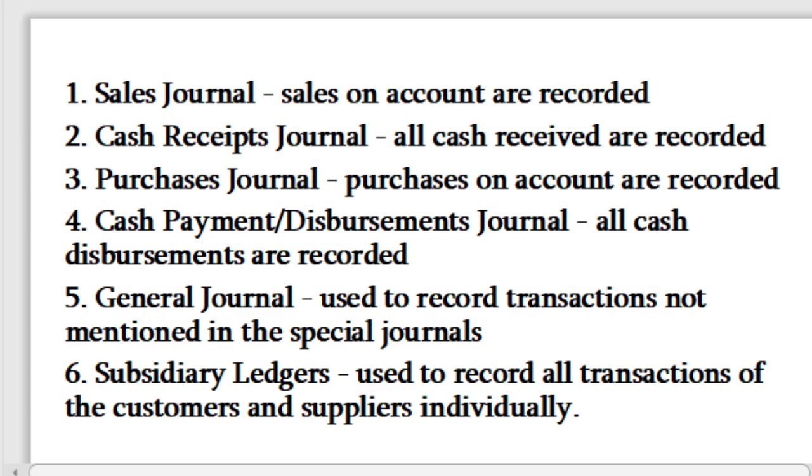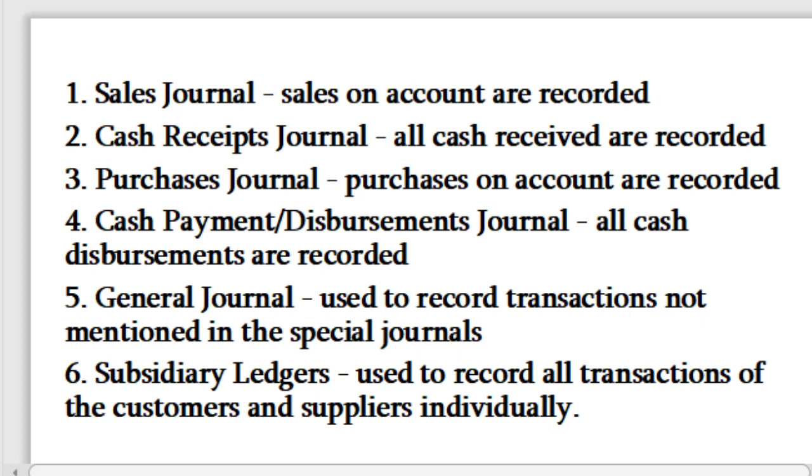So, first, sa ating journal is the sales journal. Ano yung nandito? Dito natin nare-record yung mga sales on account. Lahat ng nabenta natin na inutang. Ang nandito lang is yung sales and accounts receivable. Again, sales on account. Hindi kasali dito yung sales on cash.